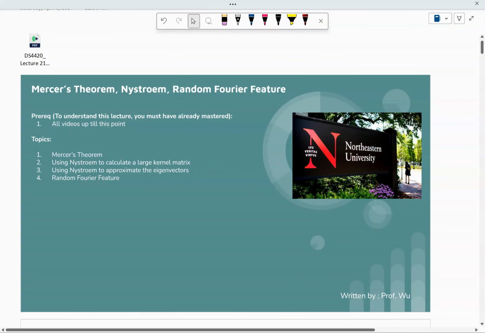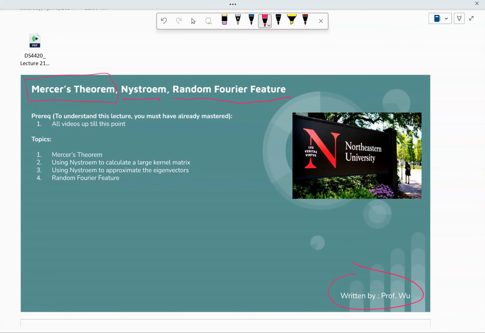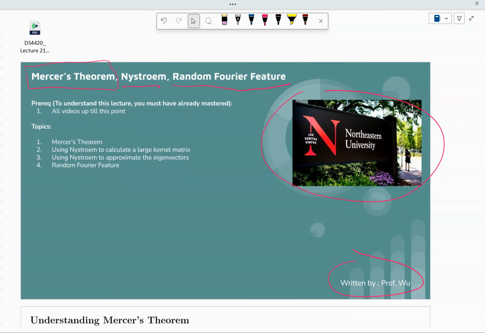Today we're gonna talk about a couple algorithms. I think I'm gonna divide this into multiple videos, part one, part two, part three, because this is quite long. So last lecture, I think we went over Mercer's theorem. Today we're gonna talk about Nystrom, random Fourier feature, and why random Fourier feature could be really useful. Okay, so this is Professor Wu, Northeastern University.